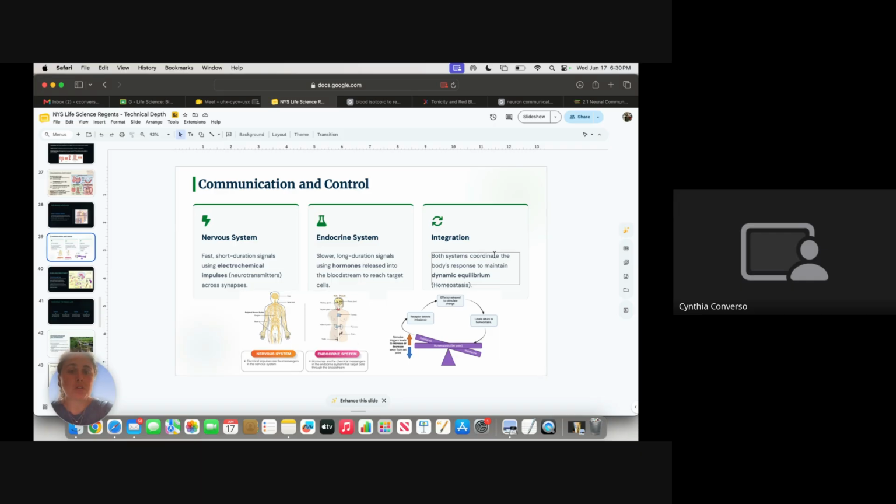Both systems coordinate the body's response in order to maintain dynamic equilibrium. That's this seesaw effect. You want to keep your body at a general set point, the number that your body is happiest at. You have a set point for most of your bodily physiologies. Temperature, for example: you have a set point of 98.6 degrees, more or less. It doesn't have to be that exact number. That's just an average.